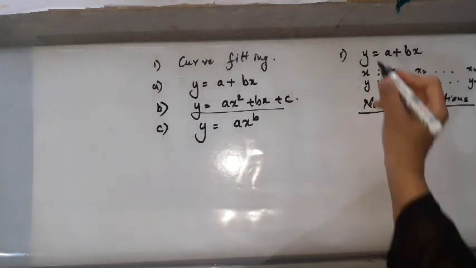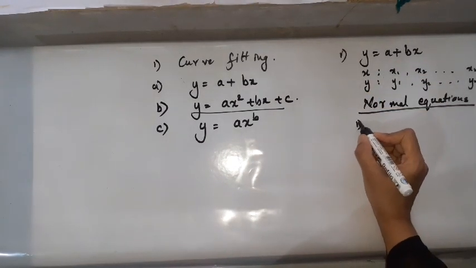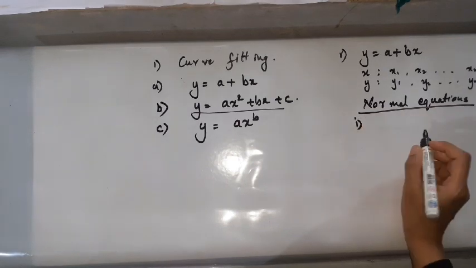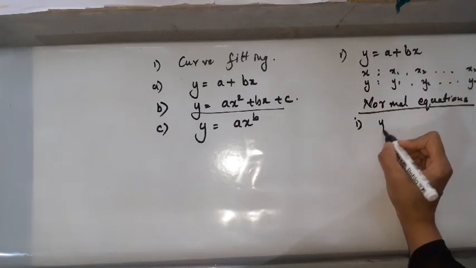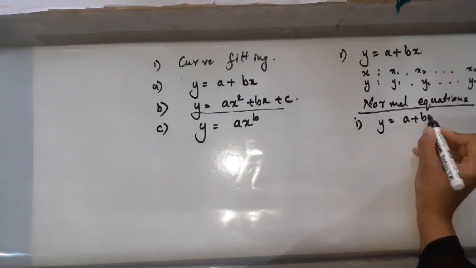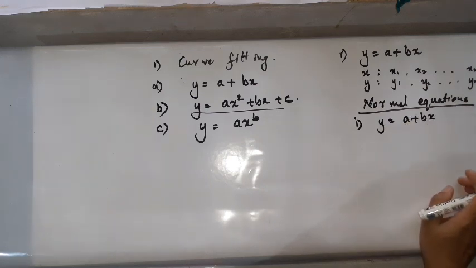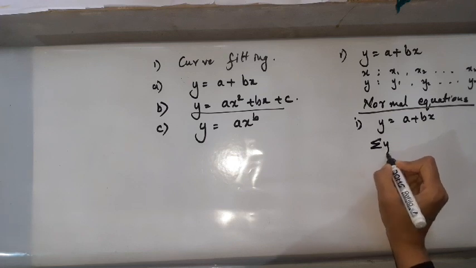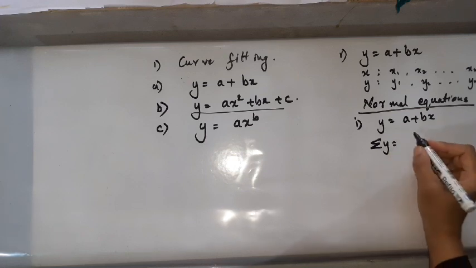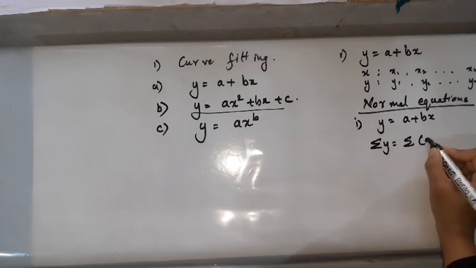See here. First normal equation for the line y is equal to a plus bx will be, what are you going to do? Take this equation y is equal to a plus bx. Take summation on both the sides, on LHS as well as on RHS. So what do you get? It will be summation of y is equal to summation of a plus bx.